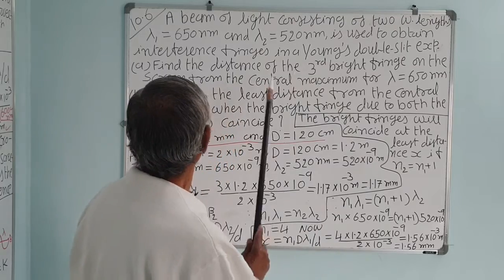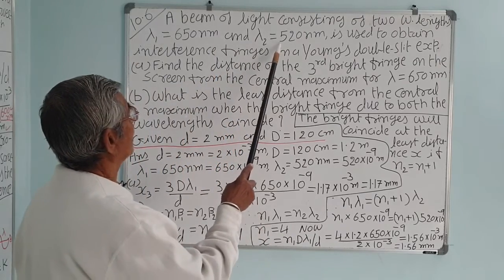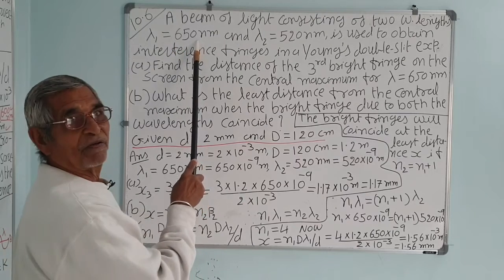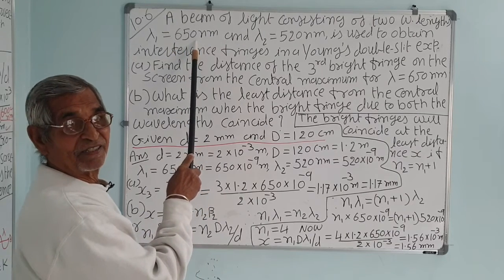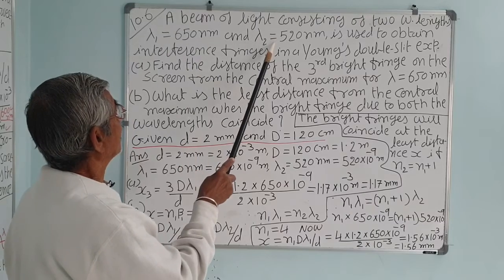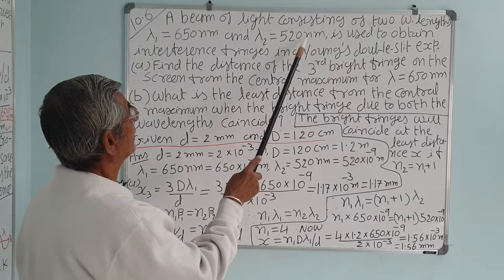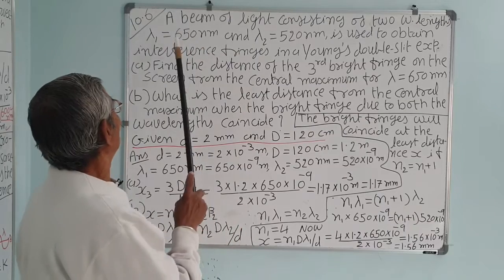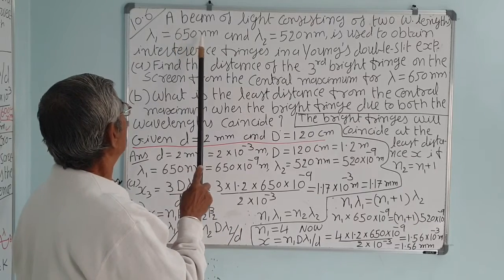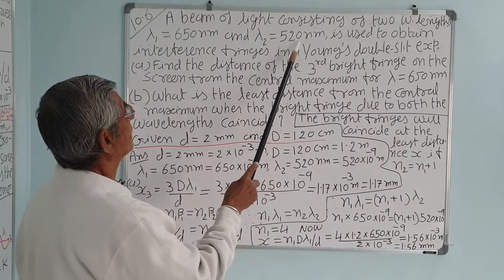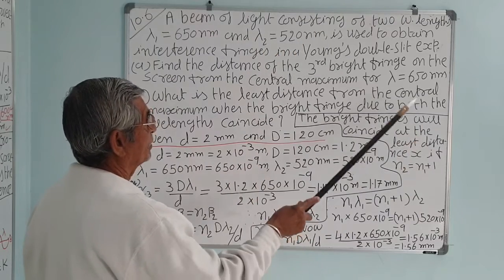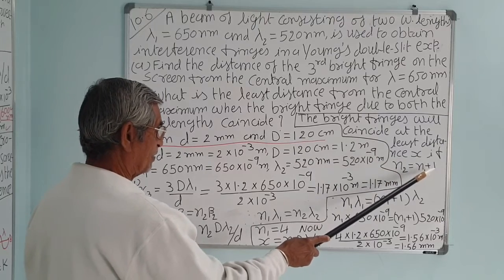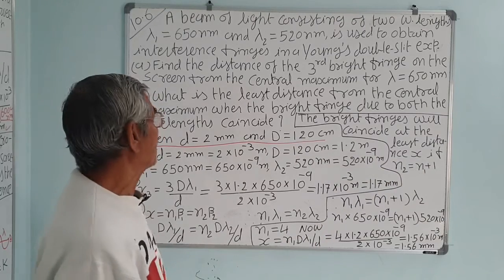So, the fifth bright fringe of the wavelength 520 and the fourth bright fringe of this will be at an equal distance; they will coincide. You can calculate: 650 into 4 is equal to 520 into 4 plus 1, that is 5.